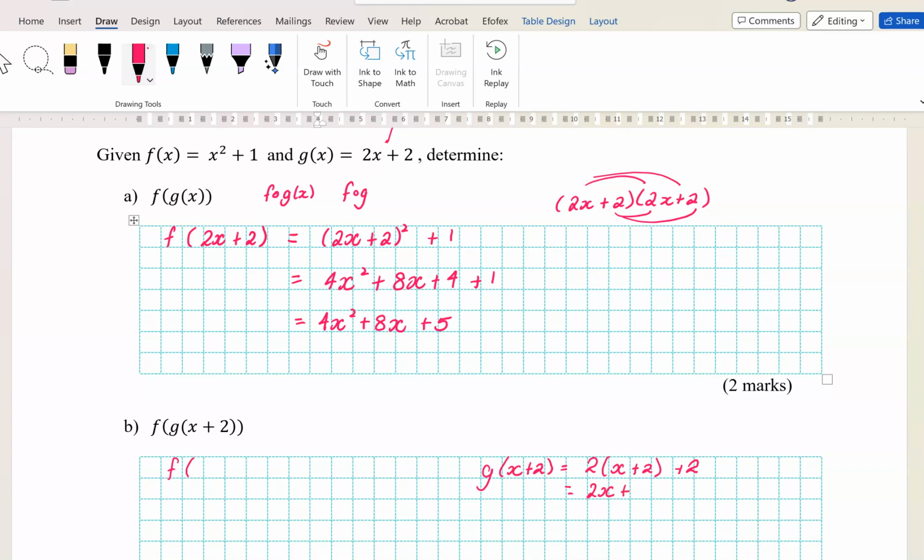So 2x plus 4 plus 2. So now we've got 2x plus 6. And that's then what we're going to put in here. So g of x plus 2 is actually 2x plus 6. So now we go to our f function, and wherever the x is, we're going to replace it with 2x plus 6. What do we have to do to it? It says square, so we must square, and then we have to add 1.